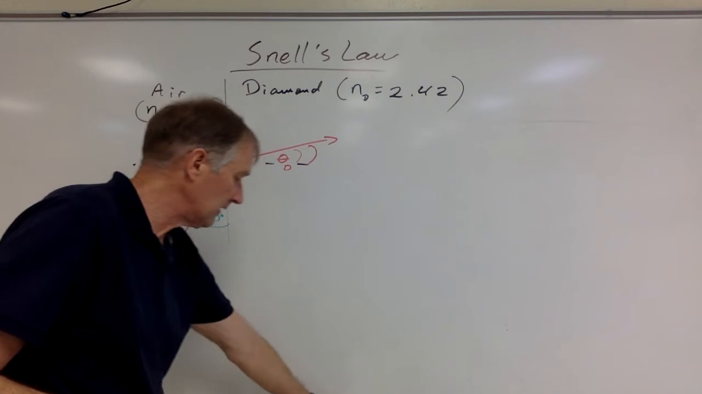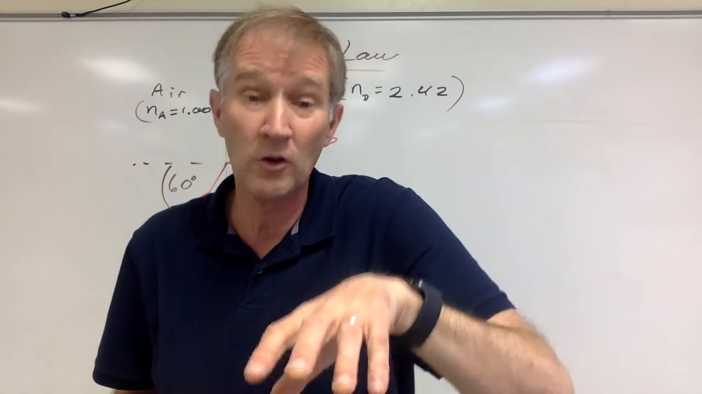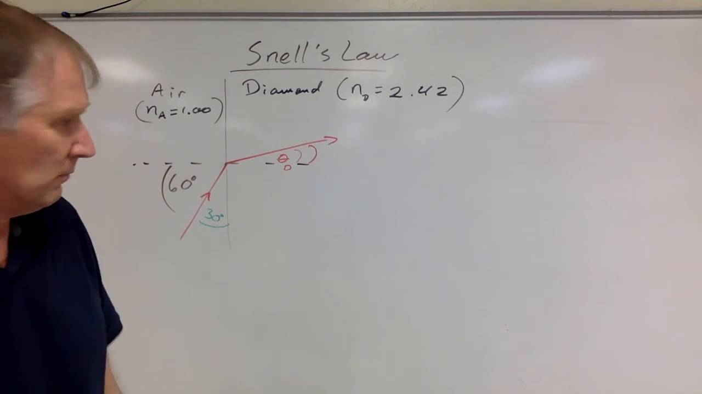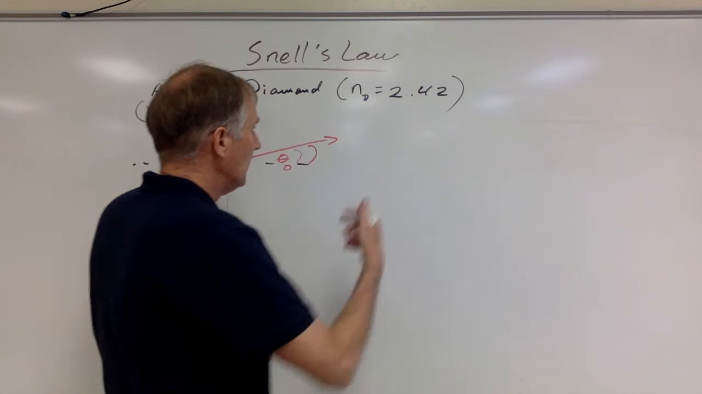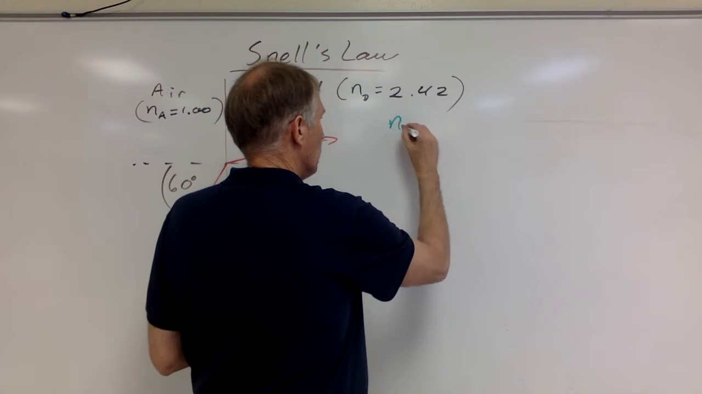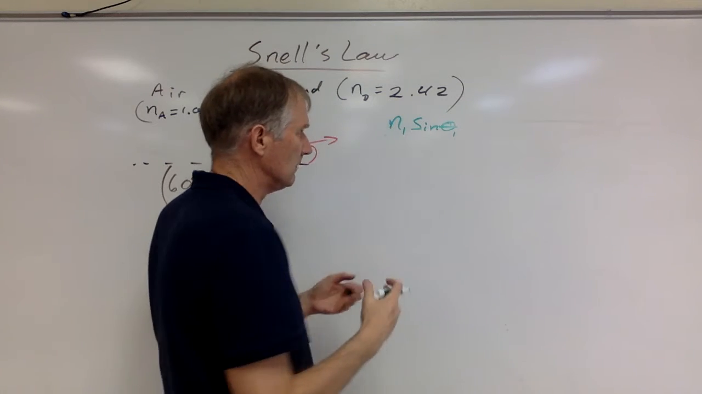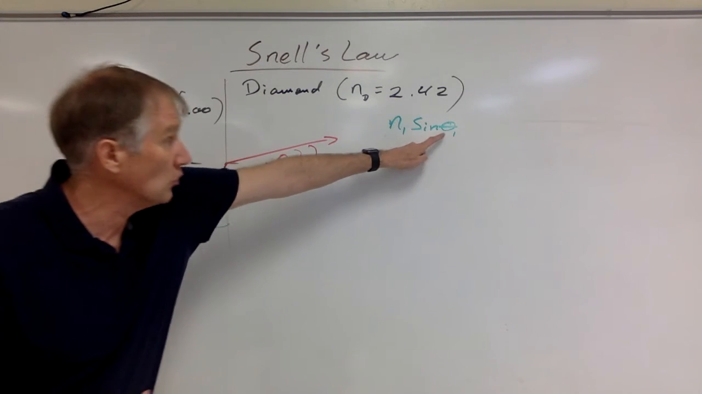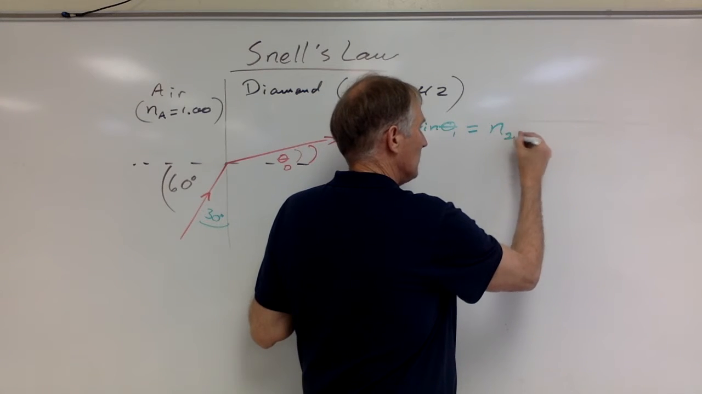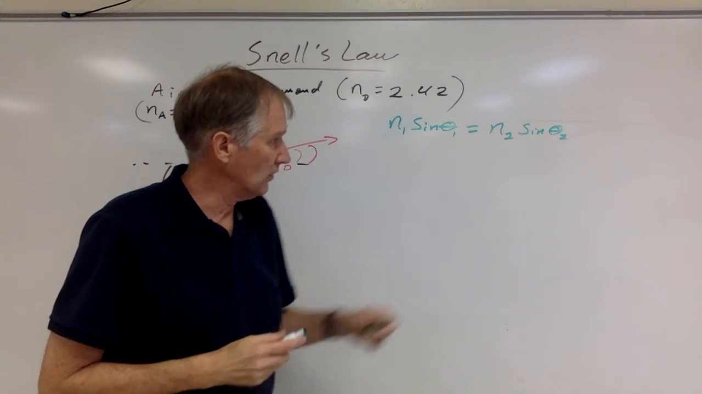Well, Snell's law is pretty simple. You have to use your calculator. You have to use sines. We're using degrees, so be sure you're in degree mode, not radian mode, because these angles are in degrees, not radians. Snell's law is simply this: the index in one medium times the sine of the angle in that one medium, again measured to the normal, is equal to the index in the other medium times the sine of the angle in the other medium, measured to the normal.